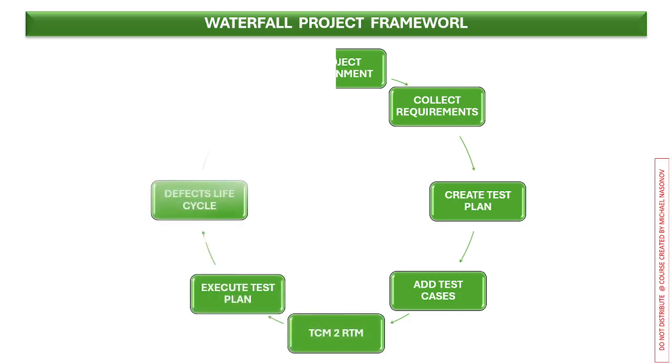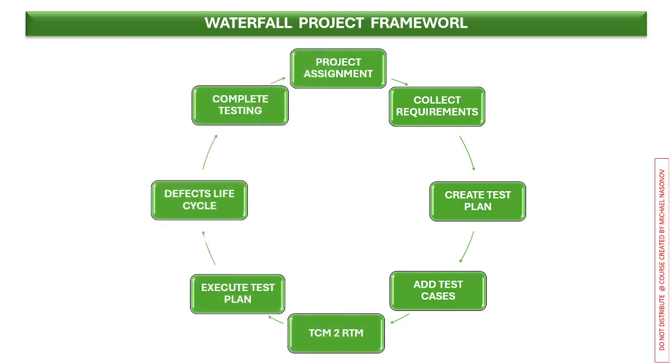Let's remember and review the typical waterfall project framework. You start with a project being assigned to you. You collect requirements, create a test plan, add test cases, map TCM, which stands for Test Case Metrics, to RTM, Requirements Traceability Metrics. During the execution phase, you execute the test plan. During this phase, if you find a defect, you follow the defect's life cycle, after which you complete testing and report to your project stakeholders.